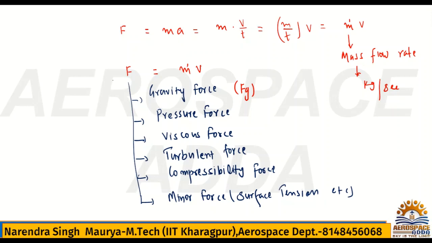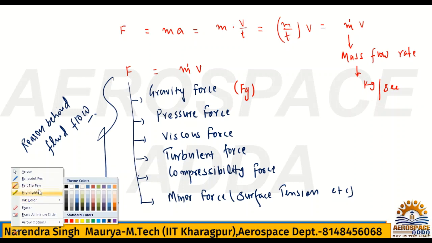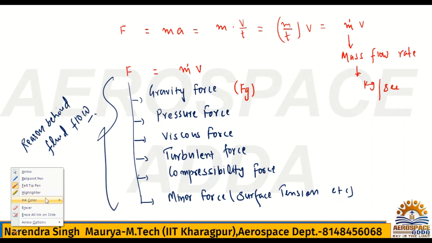So these are the forces responsible for the flow. If there is flow, this type of force will definitely come into the picture. These are the reasons behind fluid flow. Maybe the fluid is flowing because of the gravity force, or because of the pressure force or viscous force, or because of turbulent force, compressibility force, or surface tension. If there is a fluid flowing, these types of forces will exist there. Understood? These are the major forces, like gravity force, pressure force, viscous force. Yes or no? Like shear flow and all, it is because of the viscous force only. You all know that.